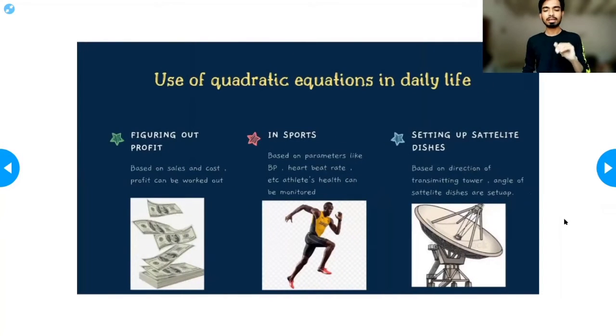Now, what are the uses of a quadratic equation? We need to understand where we find this equation. To be very honest, there are many areas in our life where quadratic equations come in handy. The following are three examples, which comprise two commercial examples and one you might be familiar with. The first example is figuring out the profit.